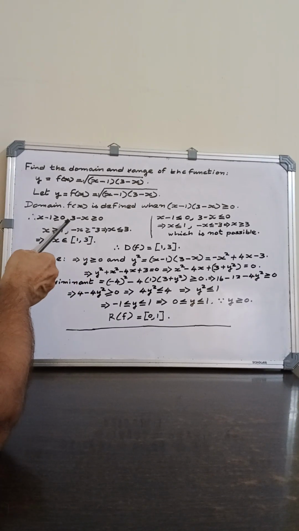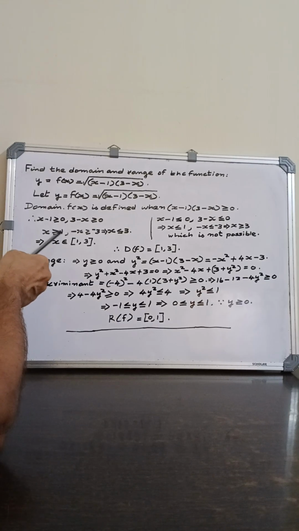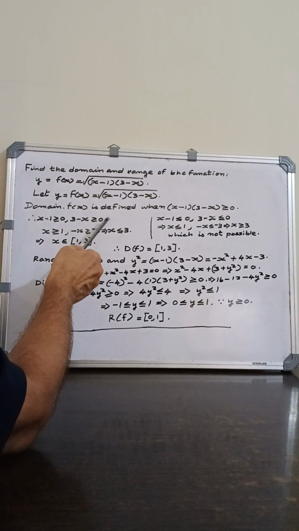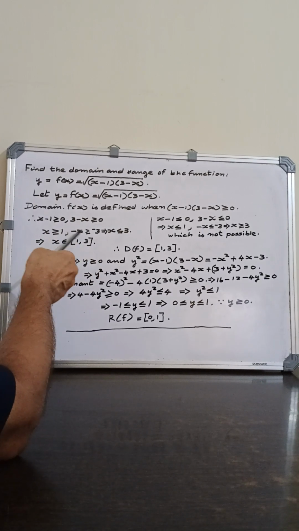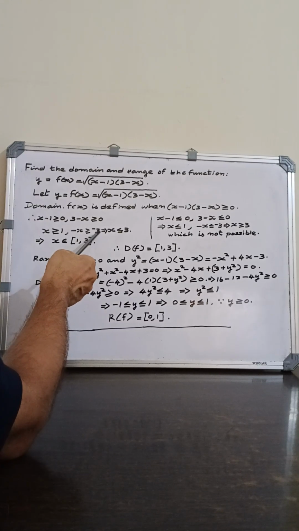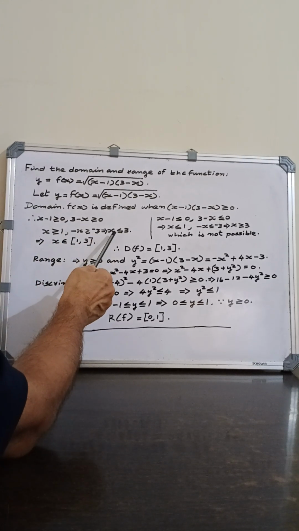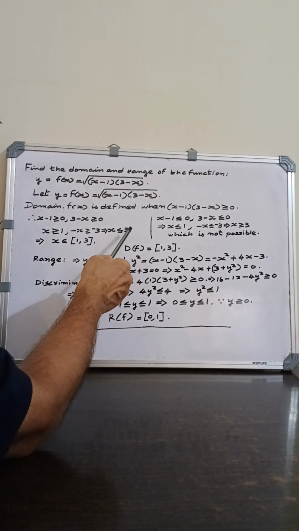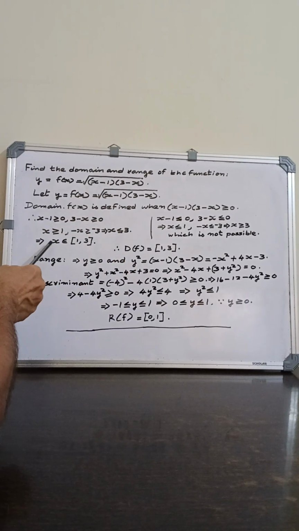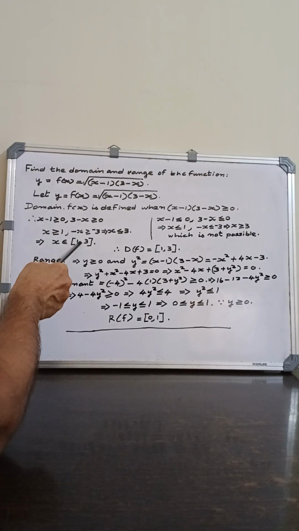x minus 1 greater than or equal to 0 gives x greater than or equal to 1. 3 minus x greater than or equal to 0 means minus x greater than or equal to minus 3. When we neglect the negative signs, x less than or equal to 3 it becomes. Therefore, x belongs to the closed interval 1 to 3.